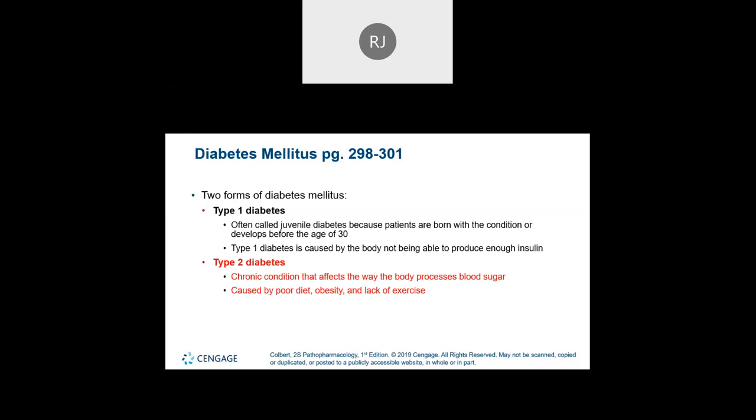Now, type 2 diabetes is a little bit different. So this is a chronic condition that affects the way the body processes blood sugar. It's not necessarily that the body is not able to produce insulin, but it's the way the body processes the blood sugar. And it's caused by poor diet, a lot of times obesity, and lack of exercise. I mean, it's a curable condition.